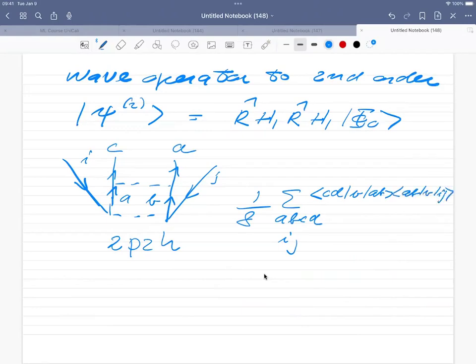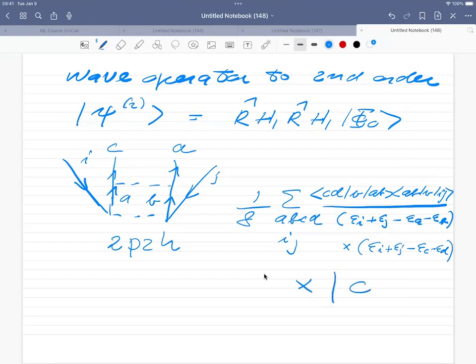I'm skipping the anti-symmetrization sign. So we have an epsilon_i plus epsilon_j minus epsilon_a minus epsilon_b. This is then multiplied with an epsilon_i plus epsilon_j minus epsilon_c minus epsilon_d. And finally, it is multiplied with the state which we are producing as an intermediate state. So this is a two-particle, two-hole state. So when we have now propagated, we create a two-particle, two-hole state here.